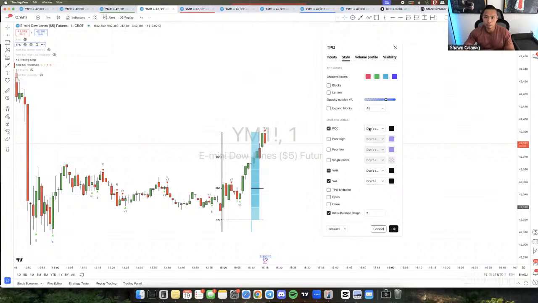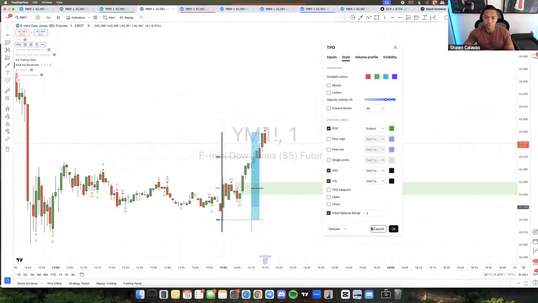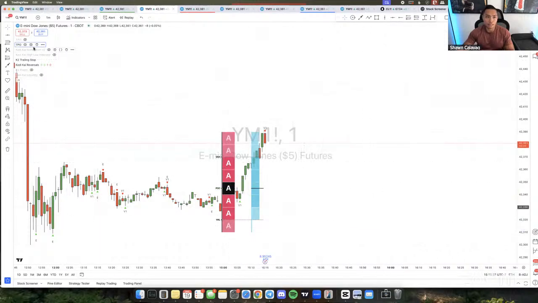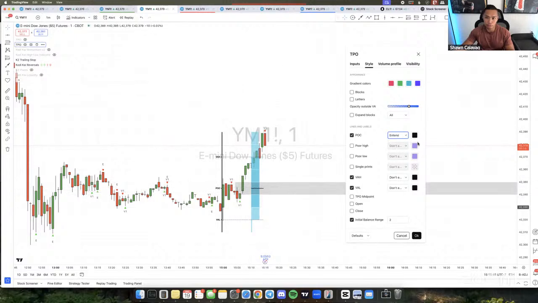For point of control right here, I will have this extended. And I also have this colored green. It's up to you. It's black normally, but for me, I like to have it stand out. So I have it over here, take off blocks, take off letters. For point of control, you click this to extend, so it extends out a little further. And then I change it to green, because this is basically where fair value is. So for me, I like to see this as green because this is where price tends to go back to.